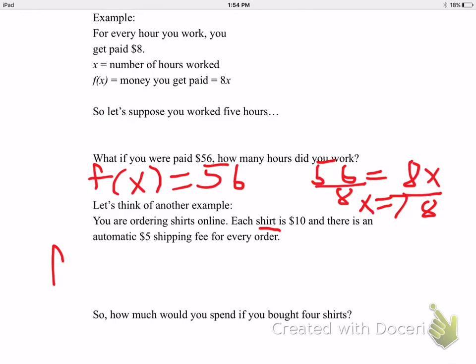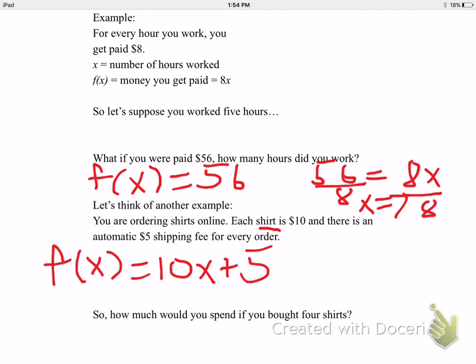So our f of x is going to equal, so each shirt is $10. So the number of shirts is x, so we're spending $10 for each shirt plus an automatic $5 shipping fee. So our f of x for this equation would be 10x plus 5. $10 for each shirt, $5 for the shipping fee one time.